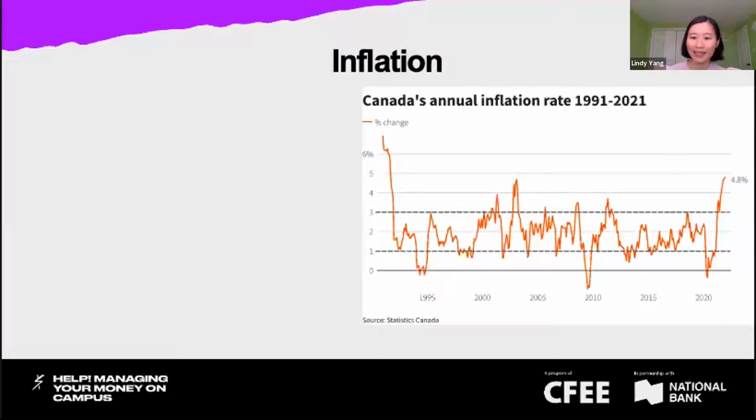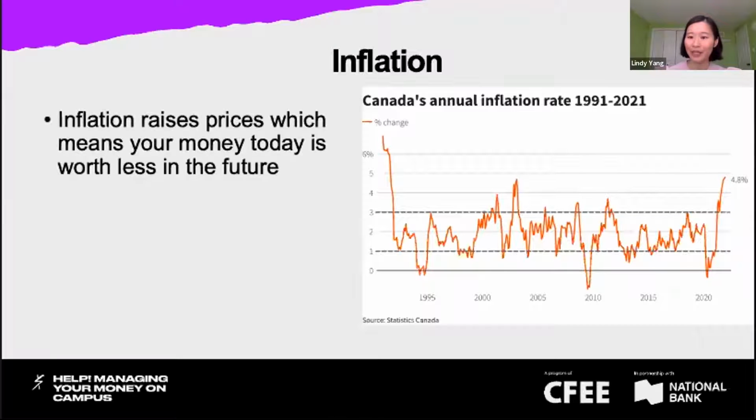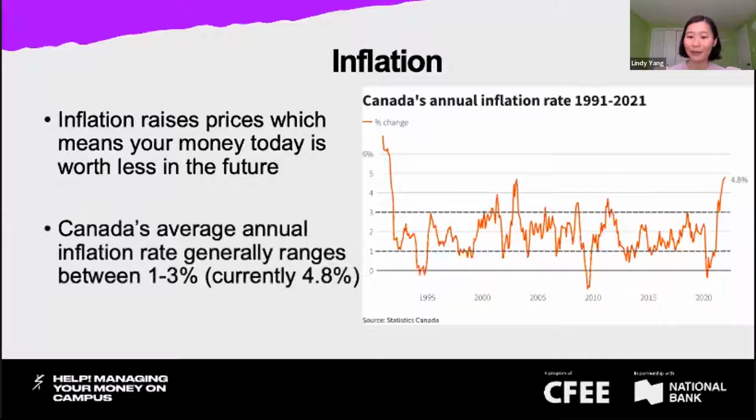Inflation causes prices to rise over time, which means your money today will be worth less in the future. Various factors influence inflation, and inflation can sometimes be a positive sign of a growing economy. So, how does inflation affect you?